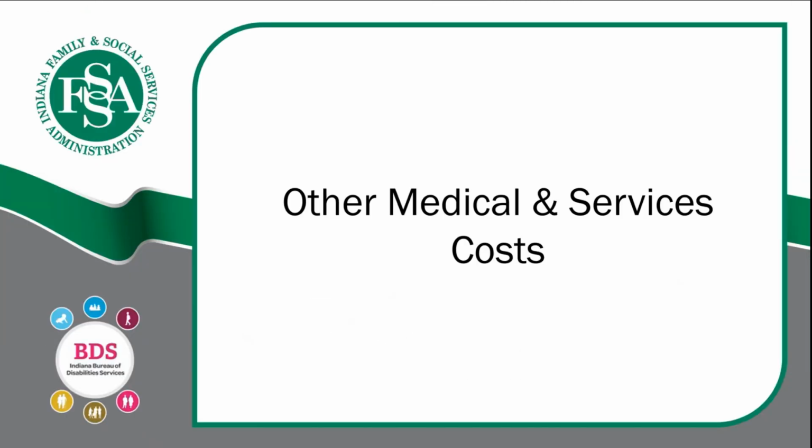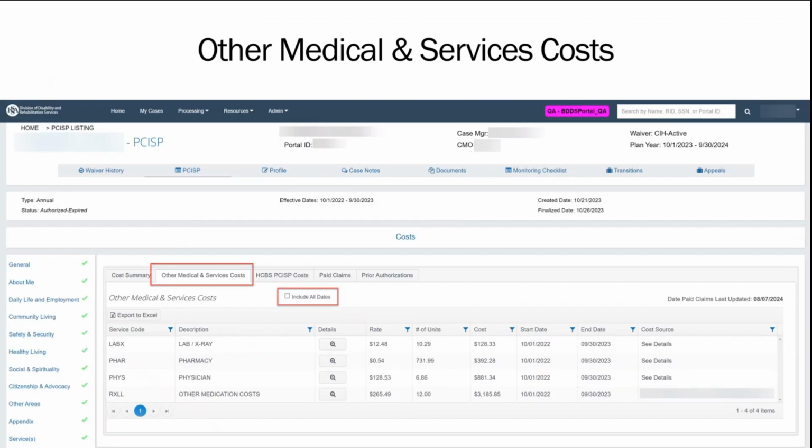Now that we've had an overview of the cost summary tab, let's take a look at the Other Medical and Services Cost tab. The Other Medical and Services Cost tab is a summarized and averaged line item view of the weekly paid claims information received from core MMIS for non-waiver services for the individual. The information displayed in the grid defaults to the selected PCISP effective dates. Like service codes are combined into a one-line summary, and an average for these codes is calculated and displayed. The information that appears on this screen can be exported to Excel using the Export to Excel button.